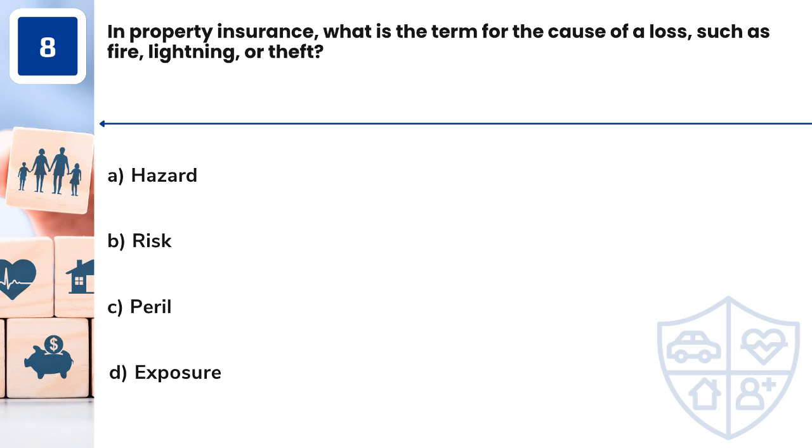Question 8. In property insurance, what is the term for the cause of a loss, such as fire, lightning, or theft? A. Hazard. B. Risk. C. Peril. D. Exposure.